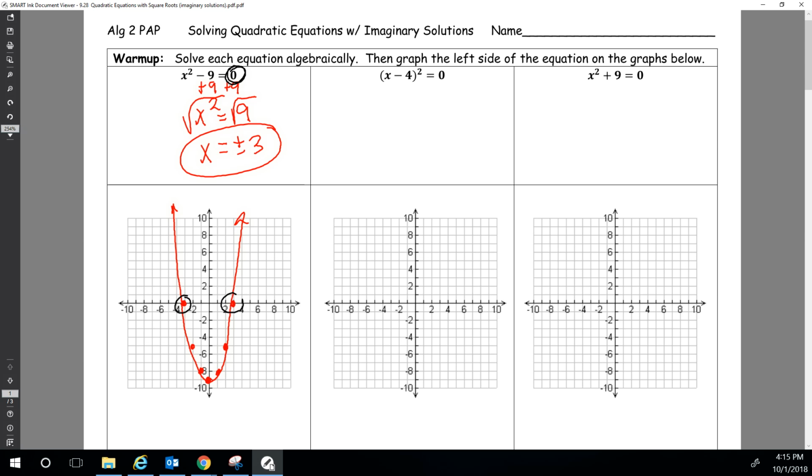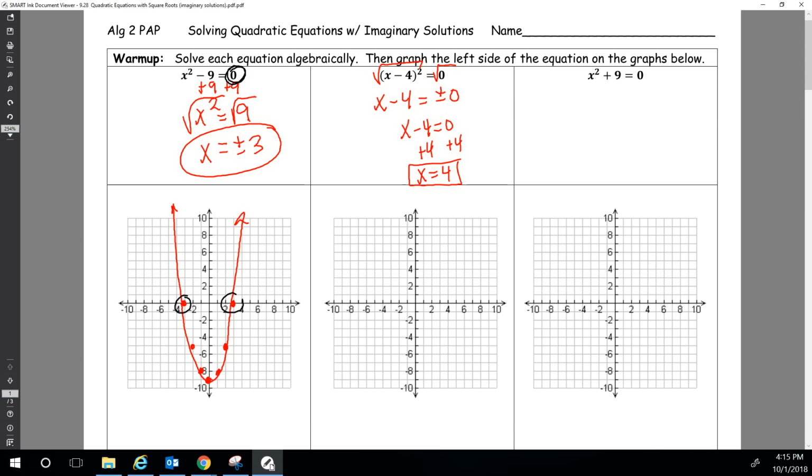All right, for the second one, I've already got the square by itself. So I'm going to take the square root of both sides, and I get x minus 4 is equal to plus or minus the square root of 0, which is 0, which is really just x minus 4 is equal to 0. Adding 4 to both sides, I get x is equal to 4.